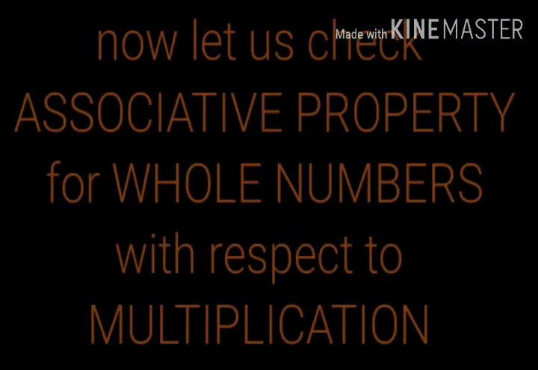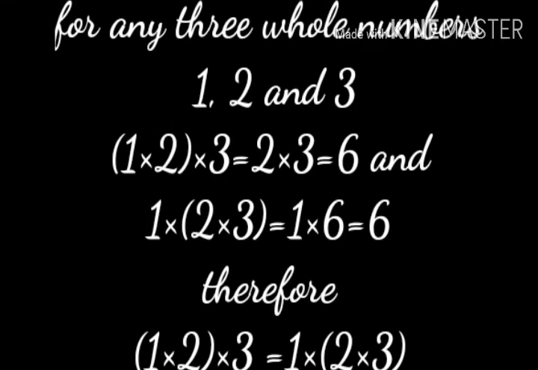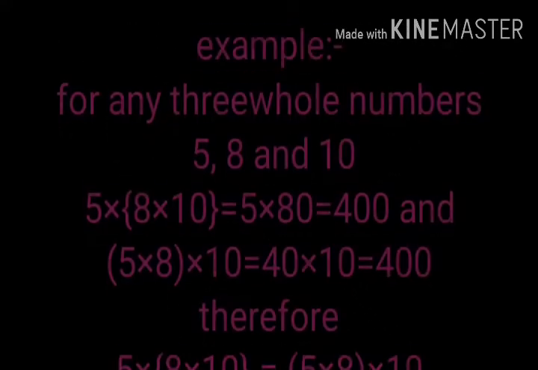Now let us check the associative property for whole numbers with respect to multiplication. For any three whole numbers 1, 2 and 3, (1 × 2) × 3 equals 2 × 3, that is 6, and 1 × (2 × 3) equals 1 × 6, that is 6. Therefore, (1 × 2) × 3 equals 1 × (2 × 3). Both the values are equal, that is 6.